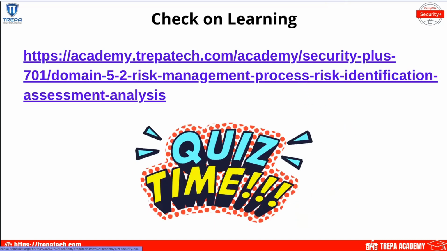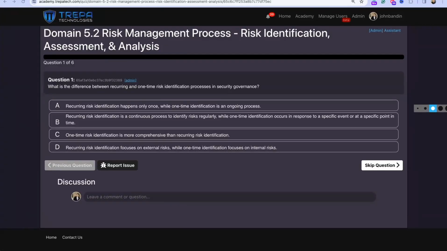All right, let's do our check on learning. Question 1. What is the difference between recurring and one-time risk identification processes in security governance? So that's going to be B. Recurring risk identification is a continuous process to identify risk regularly, while one-time identification occurs in response to a specific event or at a specific point in time. That's our ad hoc, right?